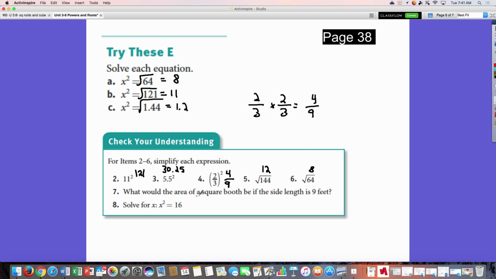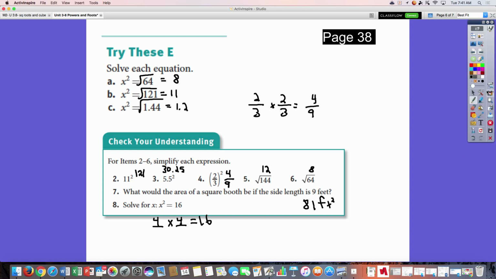What would the area of a square booth be if the side is 9? Well, 9 times 9, 81 feet. Don't forget to square the area. What number times itself equals 16? Remember, it's got to be the same number. I know you're getting good at these. 4 times 4. X equals 4.